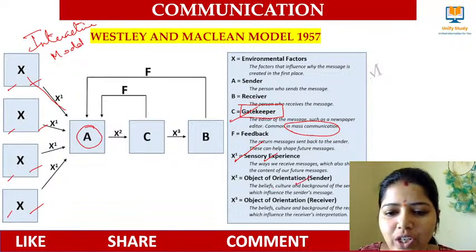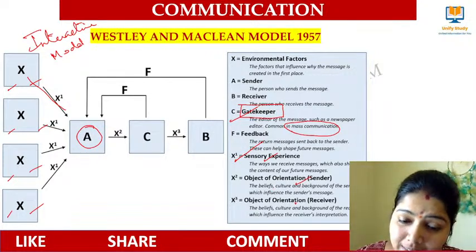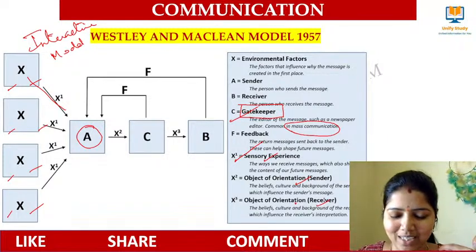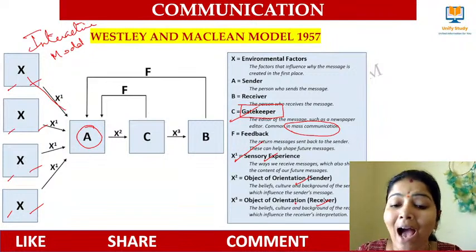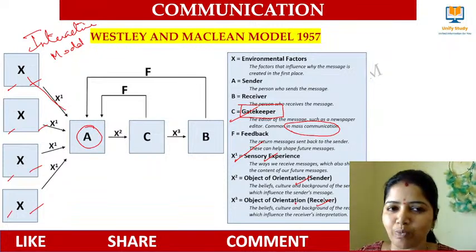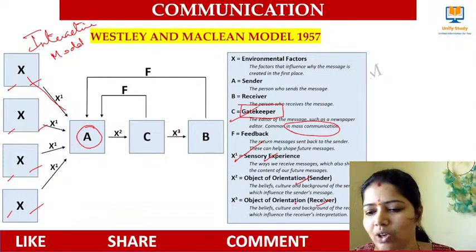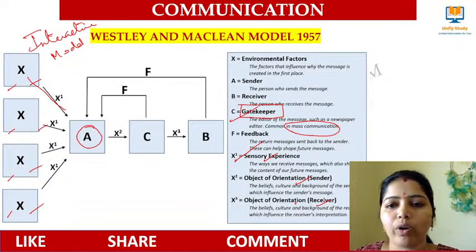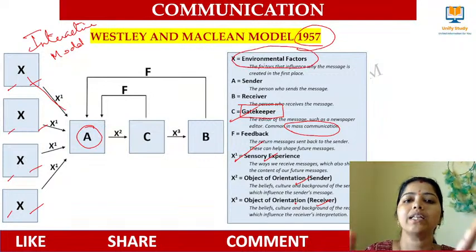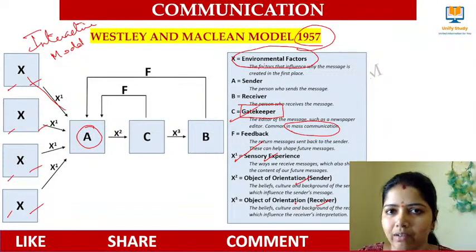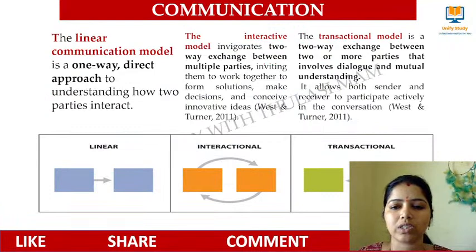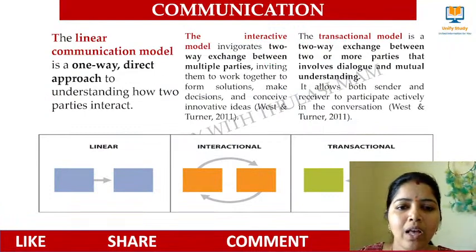The object of orientation, the sender's orientation and the receiver's orientation will be there: how the sender understands the content and publishes it in the newspaper, and on the other side how the receiver understands and interprets the content. This model we call the Westley-MacLean model. It's an interactive model from the year 1957. Here, environmental factors play an important role in creating the message, not the source or the sender. Here the environment plays the major role. Clear.